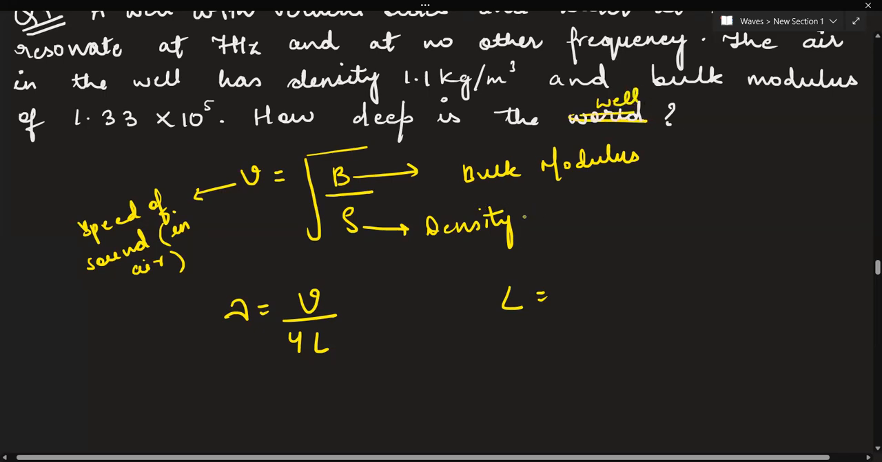If it asks us how deep the well is, it means we have to find its length. So the length will simply be velocity divided by 4 times the frequency. And what is velocity? Velocity is the square root of B by rho. And here we have 1 by 4 times the frequency.